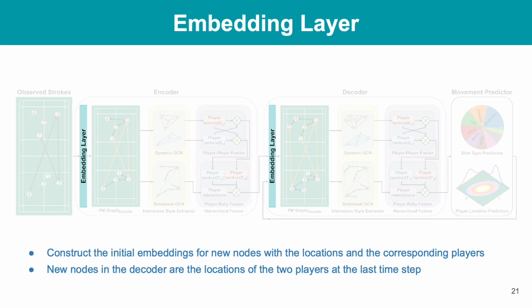Next, we move on to the embedding layer. The embedding layer takes the locations of two players and the corresponding player's information to calculate the initial representation of a node with linear layers and activation functions. In the decoder, the new nodes are the locations of the two players at the last time step.